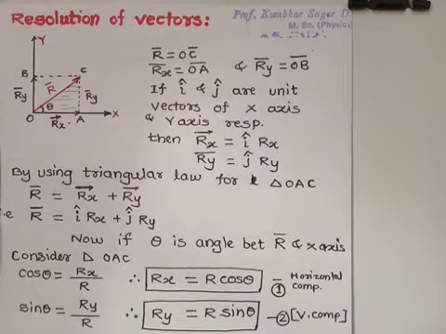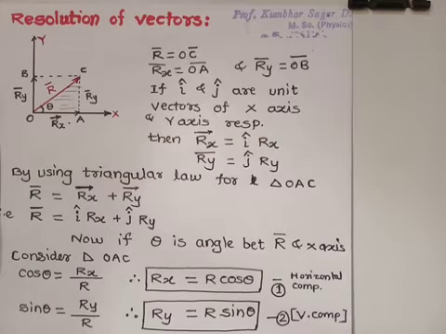Now we study the resolution of vectors. This is a process of finding components of a given vector, called resolution of a vector. The given vector can be split up into two or more components such that the combined effect of these components is the same as the original vector. The original vector is generally a sum of rectangular components of two vectors.